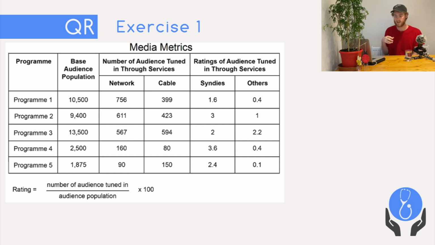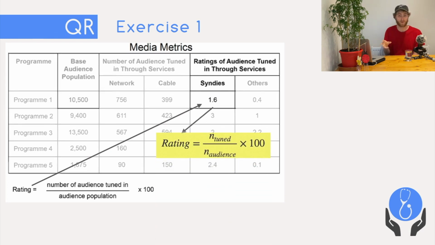We can see that the second column here shows the total audience for a particular program. The third and fourth columns here show how many of that audience is tuned in through specific services. You can see network and cable here. And then the fourth and fifth columns also show the number of people tuned in, but it's measured using a different metric. You can see there it's ratings. And the hint for this is the formula at the bottom, which tells us a way to transfer between ratings and numbers of audience. And I'll just show you the calculation there.